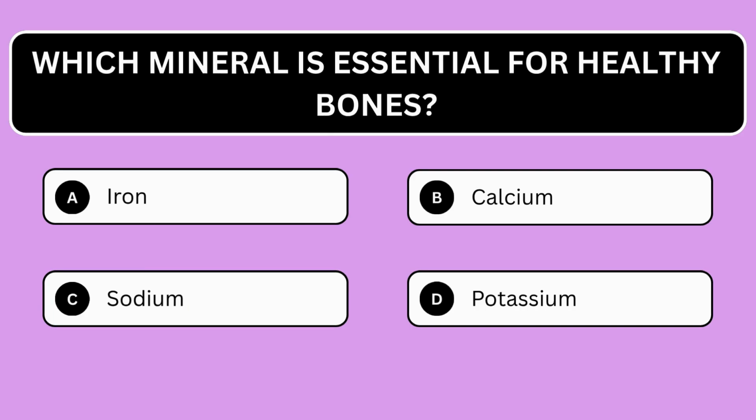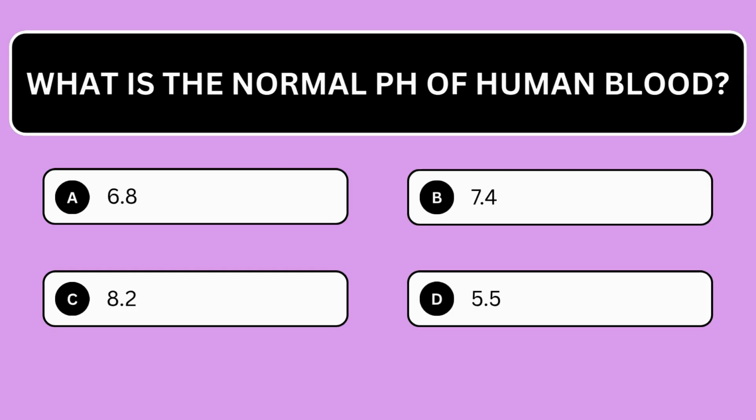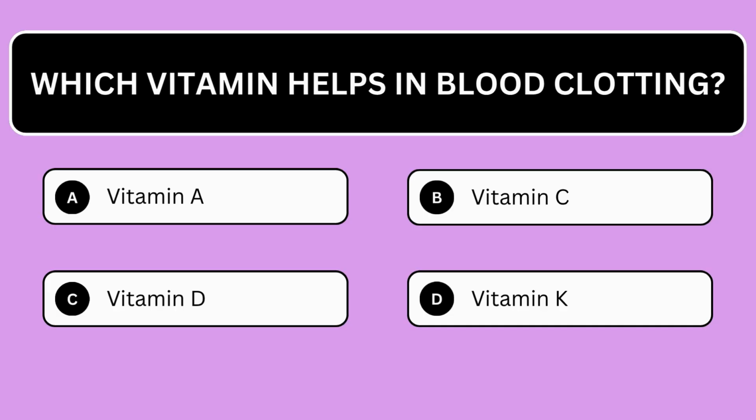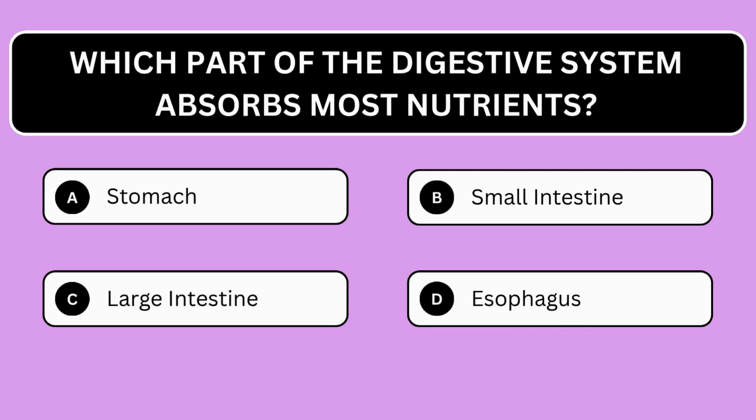Which mineral is essential for healthy bones and teeth? What is the normal pH of human blood? Which vitamin is essential for blood clotting? Which part of the digestive system absorbs most nutrients?